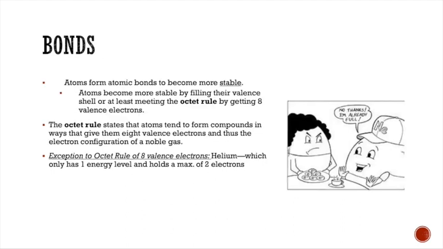Okay, so what is a bond? We'll get into that later, but I mentioned earlier the octet rule. We'll get into this slide about that. So atoms form atomic bonds to become more stable. Atoms become more stable by filling their valence shell, the outermost shell, or at least meeting the octet rule by getting 8 valence electrons. Again, what is the octet rule here? The octet rule states that atoms tend to form compounds in ways that give them 8 valence electrons, and thus the electron configuration of a noble gas.